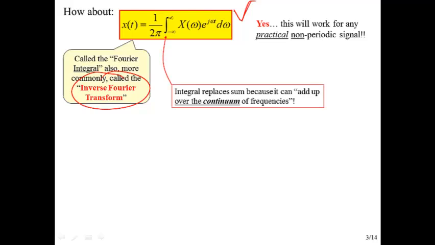So as I said, this integral replaces the sum that we had for the Fourier series because it can, quote unquote, add up over this continuum of frequencies. So note that this X of omega takes on the role of c sub k. c sub k was the complex Fourier series coefficients, and as we went through k, it gave us the amplitude and phase of each of these frequency components. Now as we sweep through omega, X of omega will give us the amplitude and phase of each of the corresponding frequencies as we sweep through there.